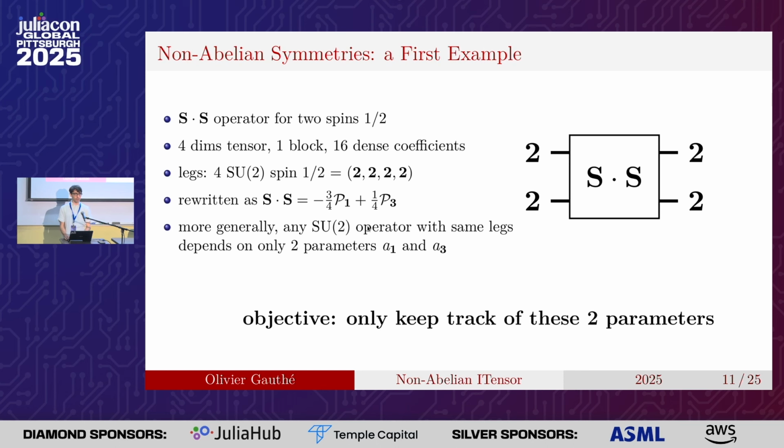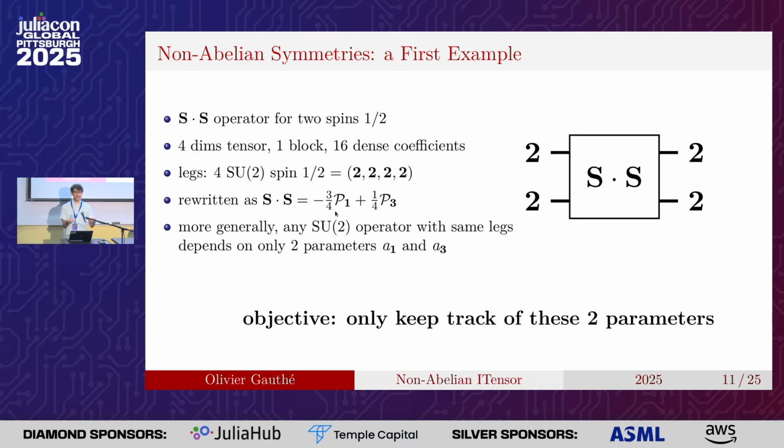The first example I can mention is the S.S operator for 2 spin 1/2. So it's a 4-dimensional tensor, meaning it has 4 legs, and it has 16 coefficients. However, I know this object can be decomposed as a sum of irreducible representations because I know that each of its legs corresponds to a spin 1/2 representation. And I know I can rewrite this object as just the sum of 2 projectors, the projector of the singlet space and the projector of the triplet space. I have only 2 coefficients.